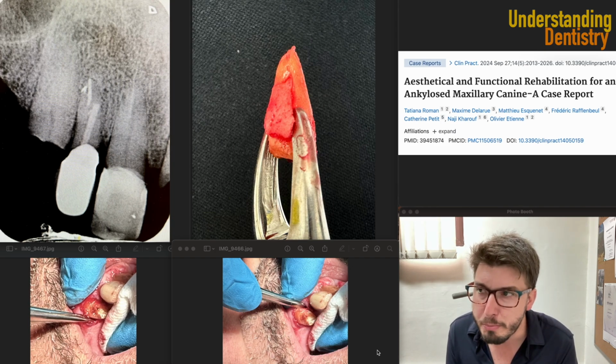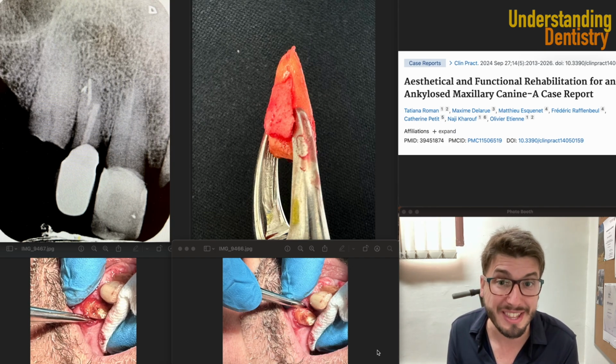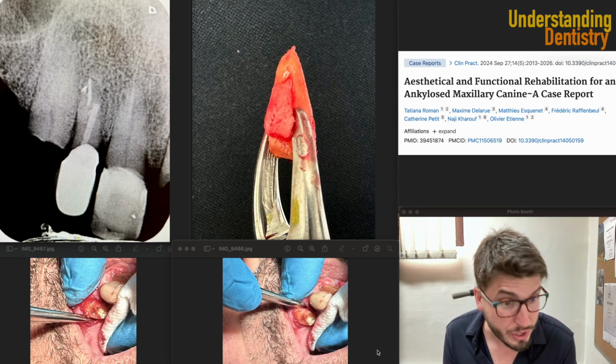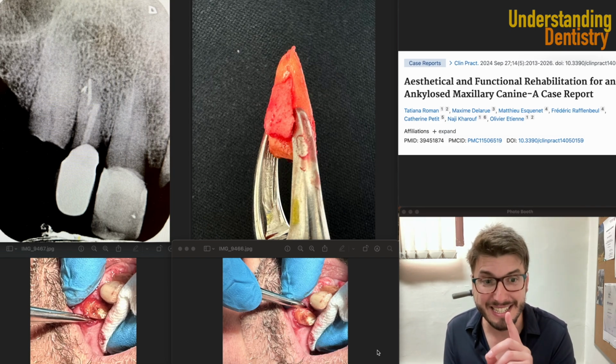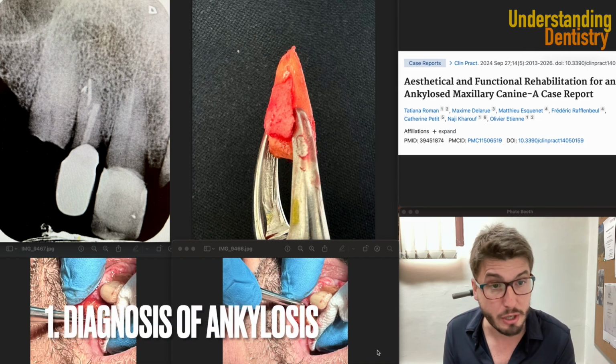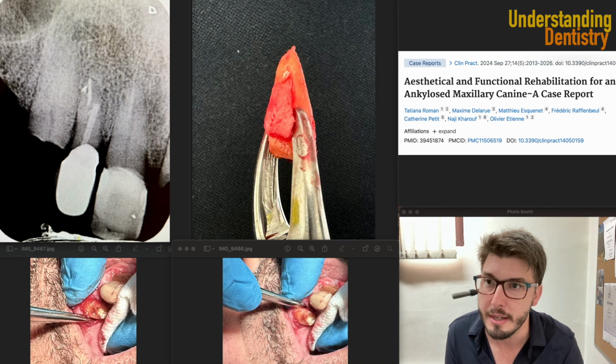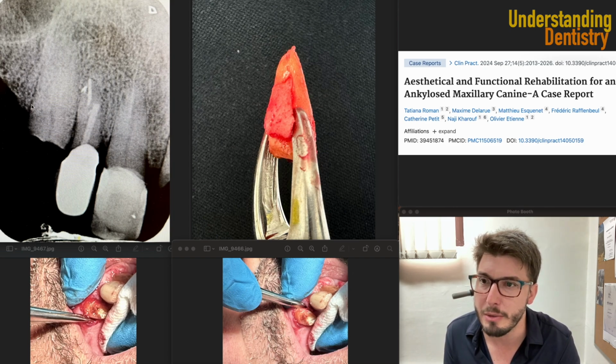So how to proceed with an extraction of a tooth with ankylosis? And first of all, we need to understand how to diagnose the ankylosis, all right? So let's start by the image on the top left corner of your screen, okay? There is a recommended reference here on top of myself as well. Let's understand what's going on here. So, of course, we are talking about the retained root of this canine, all right?